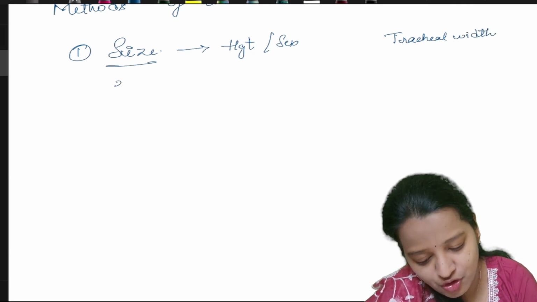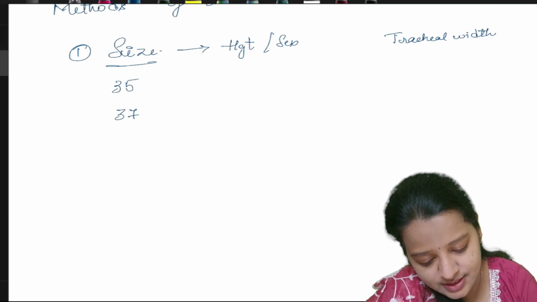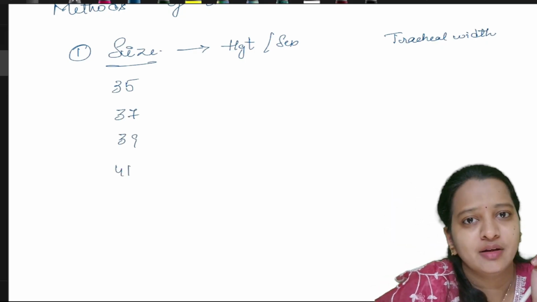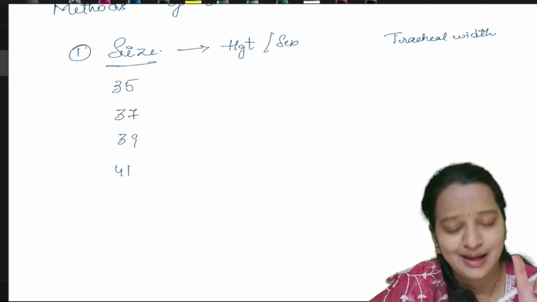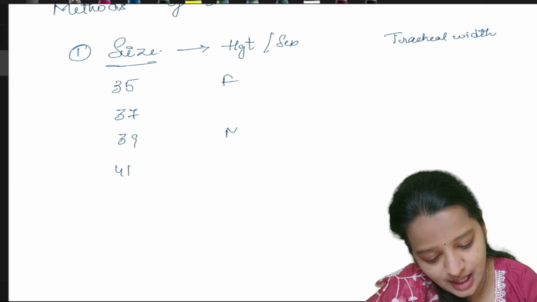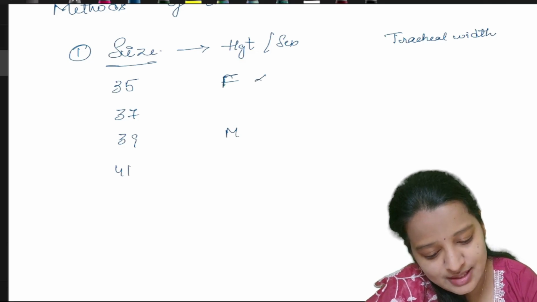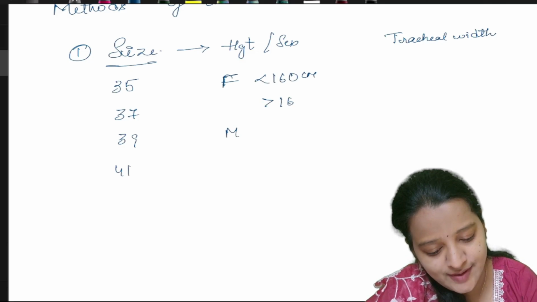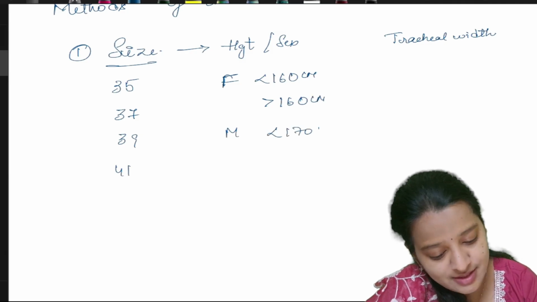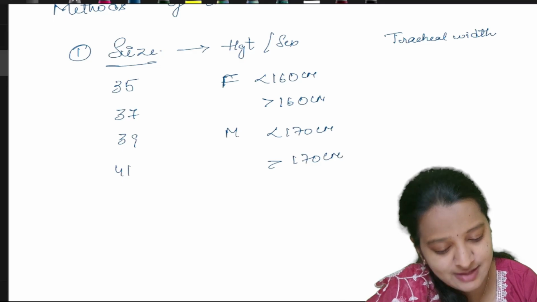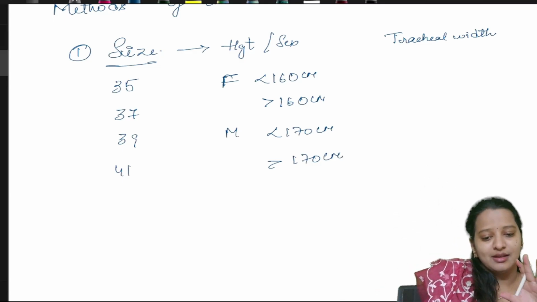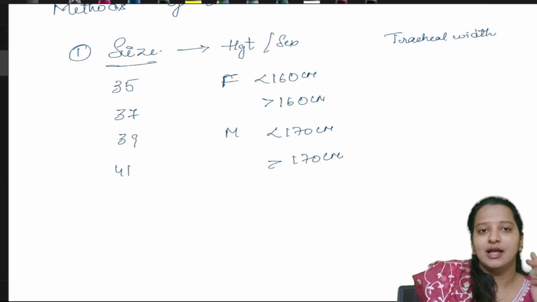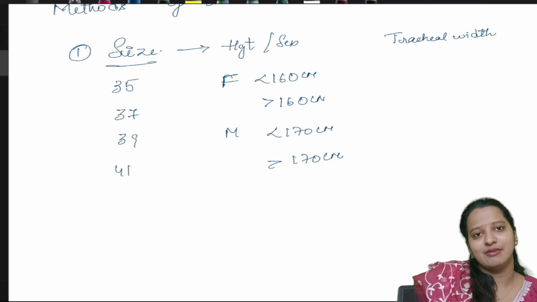So, the most commonly used sizes are 35, 37, 39 and 41. Just remember female and male. Females less than 160 centimeter height, greater than 160 centimeter. Males less than 170 centimeter height, greater than 170 centimeter. So at least this criteria, if you remember, it will be easier. See, 35, 37, 39, 41. First two are for female and the next two are for male. Less than 160, greater than 160. Less than 170 and greater than 170 for males.